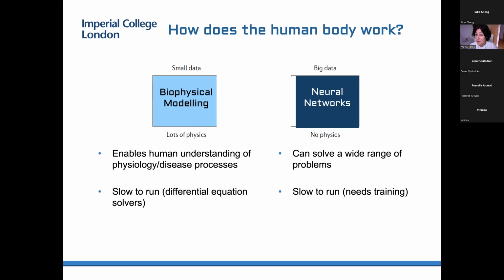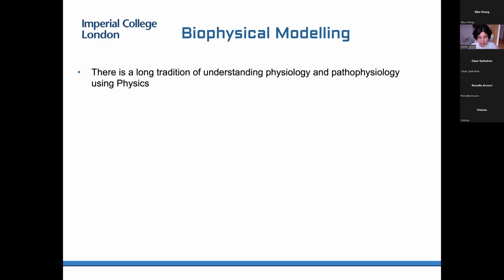Likewise, neural networks are also slow to learn because they need to learn from large amounts of data. Biophysical models are hard to validate. Very often you create them making some assumptions, and it's very hard to check whether those assumptions are valid. Likewise, neural networks can perform badly when applied to unseen data. So focusing on the biophysical modeling for a while, and then I'll move on to the other approaches.